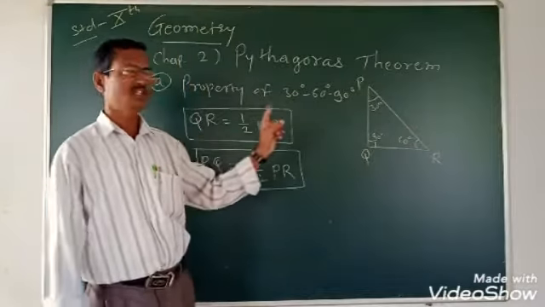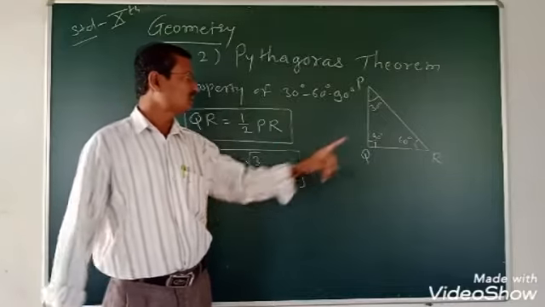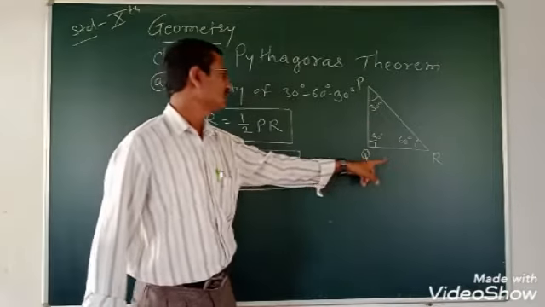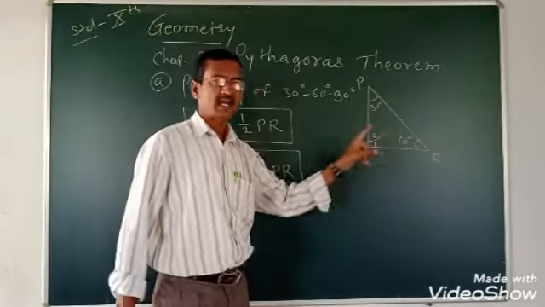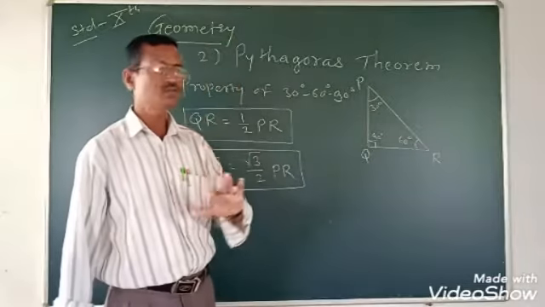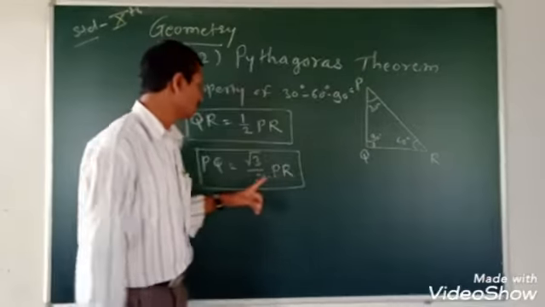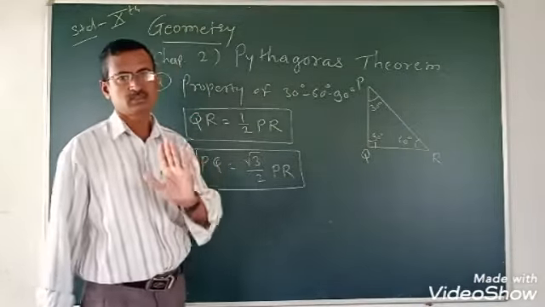Again I am going to tell you this property. Remember, the side opposite to the angle 30 degree is half of the hypotenuse, and the side opposite to the angle 60 degree is root 3 upon 2 of the hypotenuse.